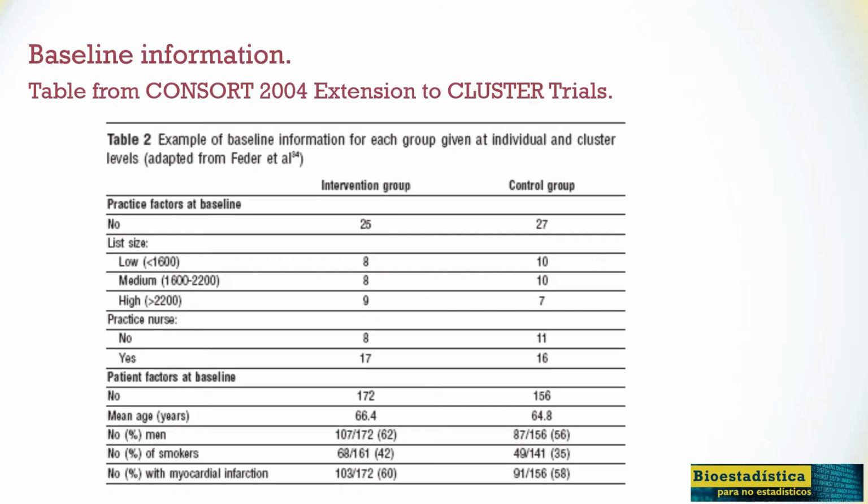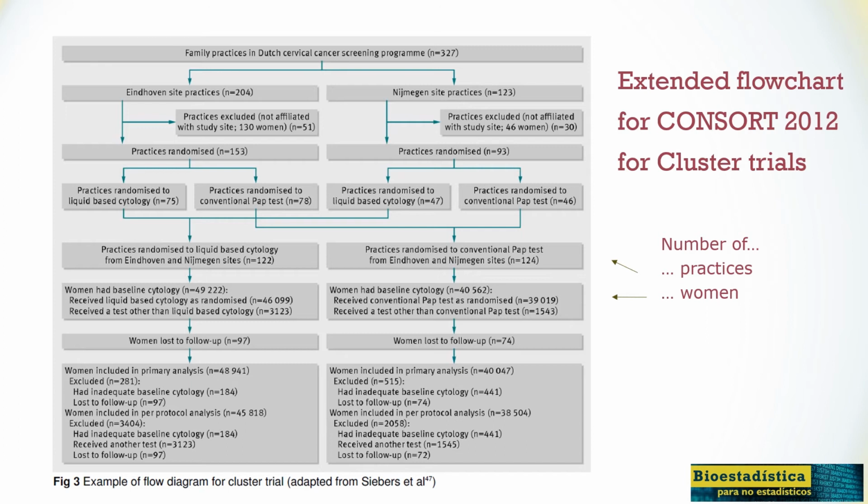This example, taken from the CONSORT extension to cluster trials, shows that 25 and 27 centres were assigned to the intervention and control, resulting in 172 and 156 patients in each group, approximately 6 per centre. In this flow chart of the 2012 document, the centres were 122 and 124, but in total, there were about 40,000 women in each arm.